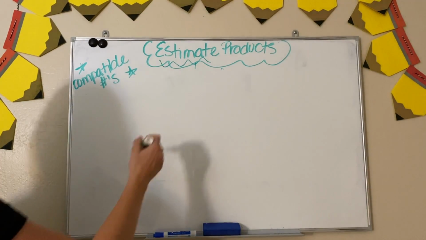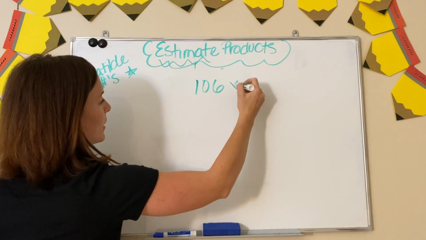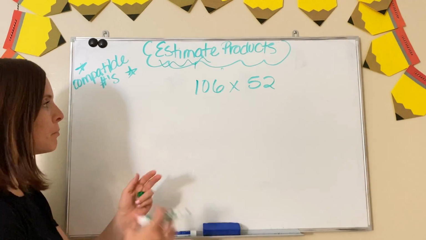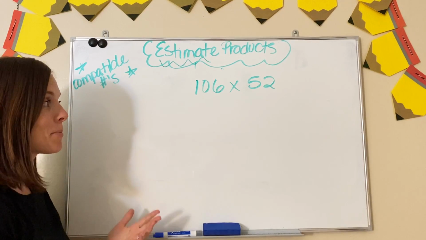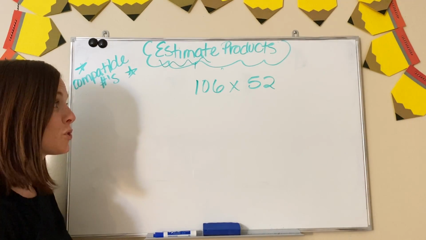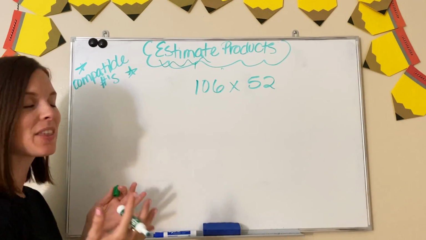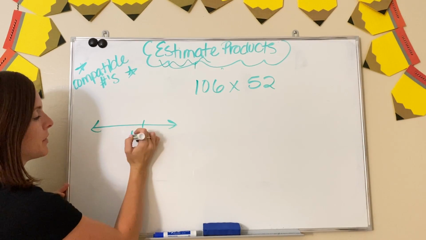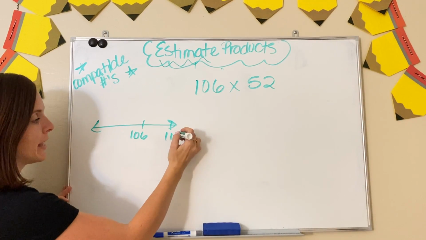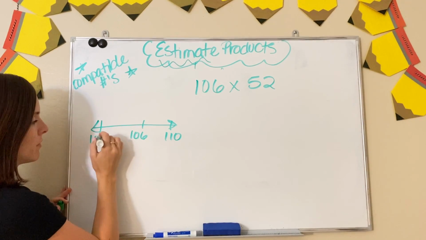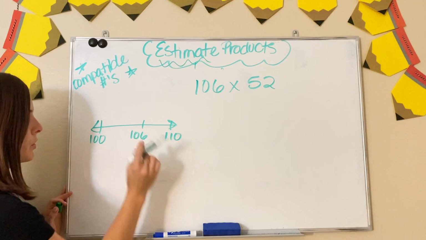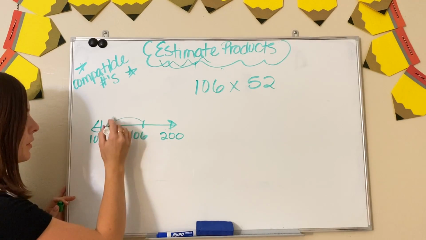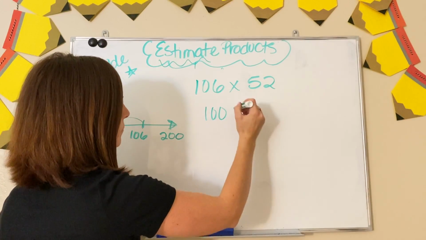Let's do 106 times 52. Okay, that seems like a really big multiplication problem, but again, if it says estimate the product and find compatible numbers, we can just round the numbers and say, oh, it's going to be about this because we're rounding it. So 106, what is 106 surrounded by? It's around 100 and 200. Well, it's a lot closer to 100. So this is going to round to 100.